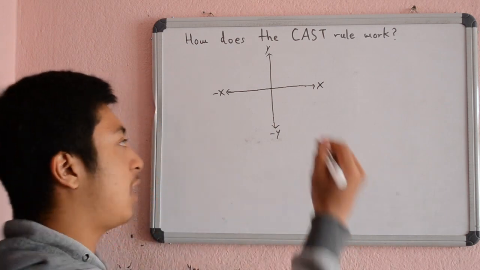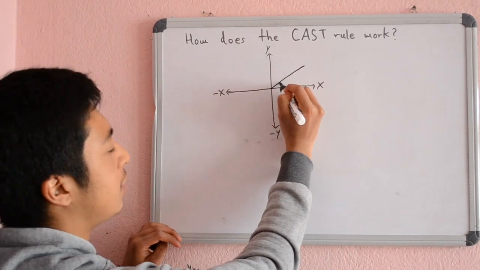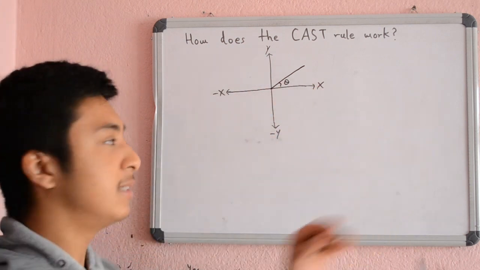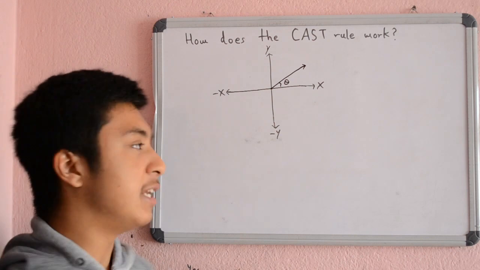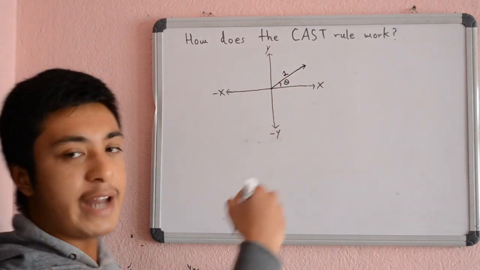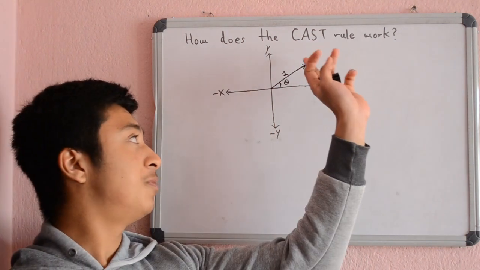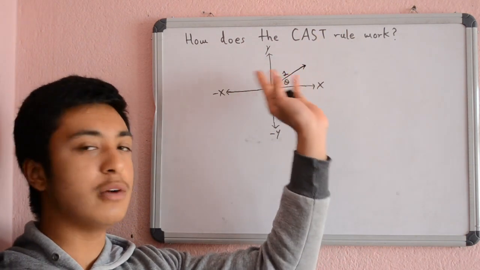So let's start with a line from the origin, making an angle theta with the x-axis going this way, and let's say the unit length is just 1. So what I want to find is the coordinate at this point over here when this line has traveled 1 unit, making angle theta with the x-axis.